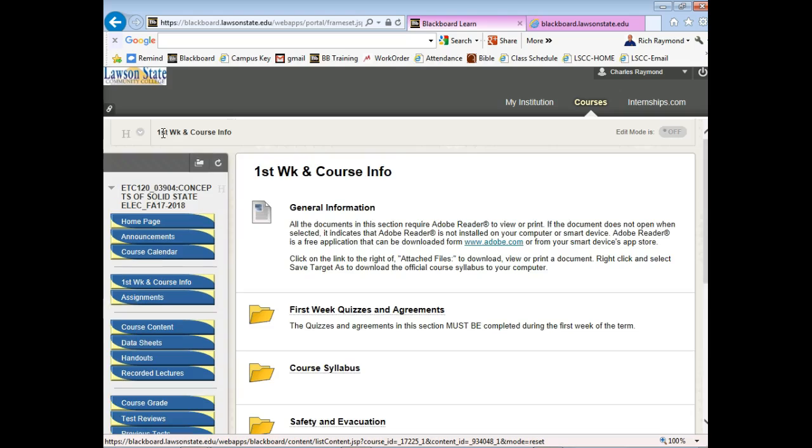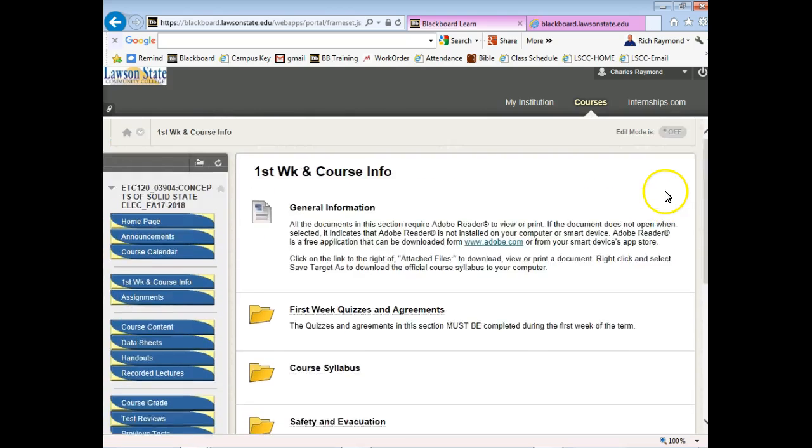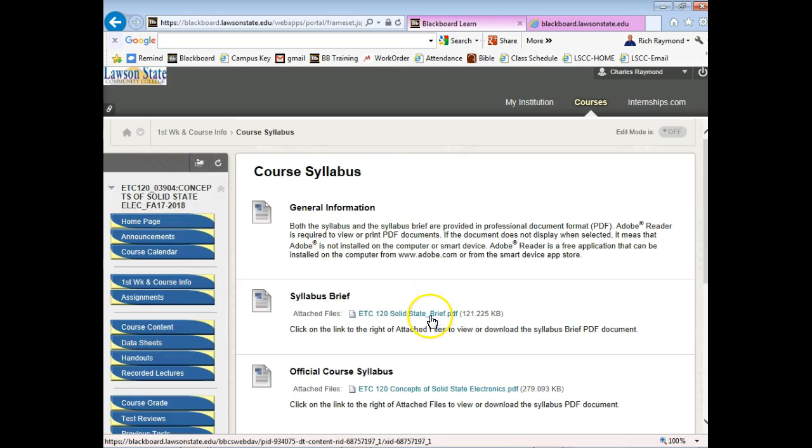Okay, so here's first week, courses and assignments. This is a very, very important place, right? What's up here? This is where your official course syllabus is. The remainder of the syllabus. What we do is give out a brief, which is basically the top part of the syllabus. Y'all have taken my classes, so most of y'all have heard this.